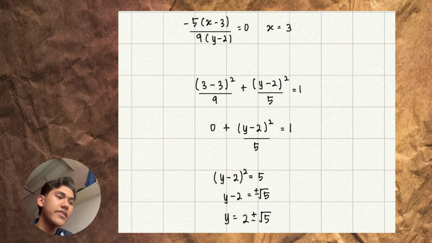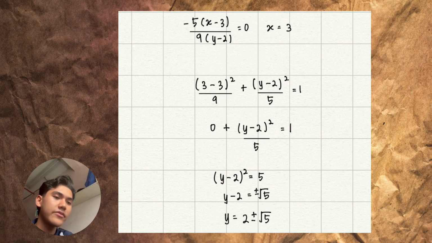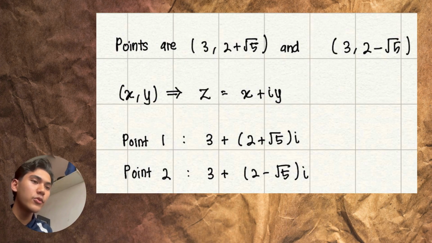Then, we need to set the derivative of the distance to 0 to find the x and y values. First, we will get the x value is 3, and then we substitute the x value back into the original equation, and we will get the y value, which is plus or minus 5. After we find the x and y values, we will get 2 points, which are (3, 2 plus 5) and (3, 2 minus 5). And then we convert these into complex numbers, and we will get 3 plus 2 plus 5i and 3 plus 2 minus 5i.